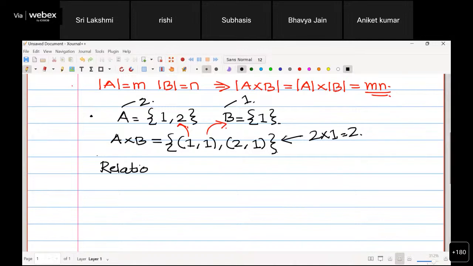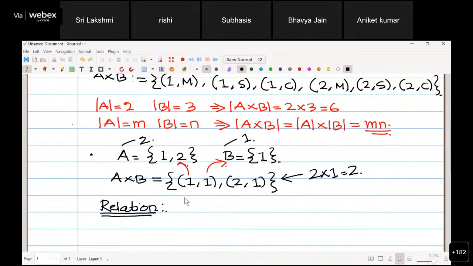Sir, excuse me, if A has two numbers and B has two numbers, then the cardinality will be 4. Then the sets will be like that: 1 comma 1 and 2 comma 1. Then if there is a number 3 again, then 1 comma 3 and 2 comma 3 will be there. Right, you are saying, suppose my set A is 1 comma 2 and B is 1 comma 3, right? Yeah. Then I will get two extra elements, that is 1 comma 3 and 2 comma 3.